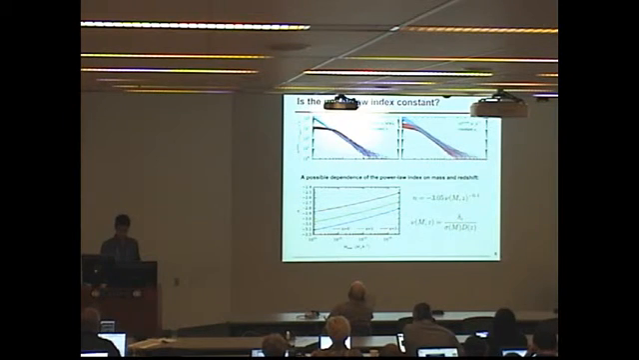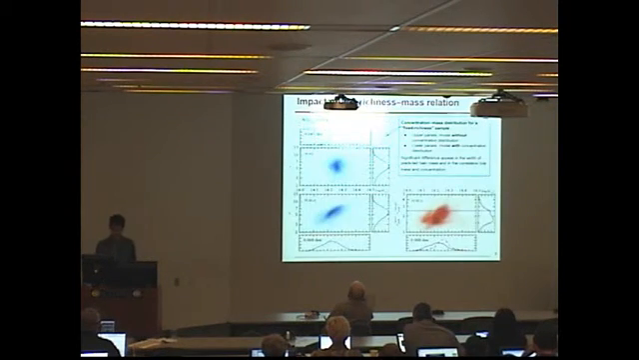Okay, so now I've described the model, and now come to the implications. The first thing I want to talk about is the richness-mass relation.